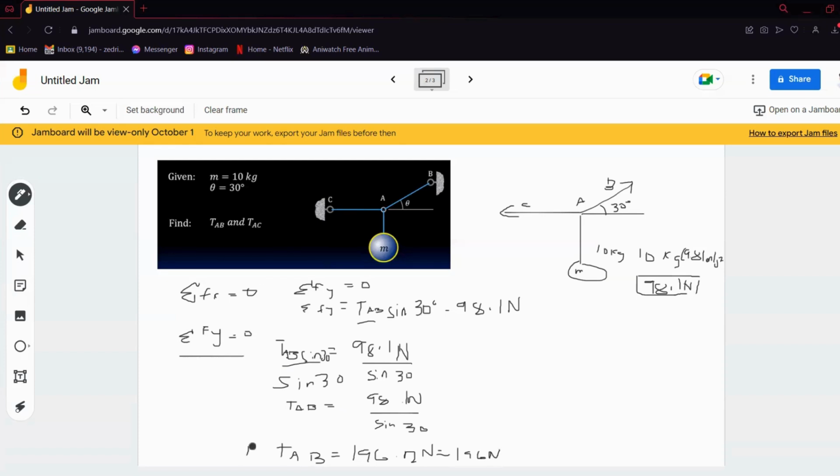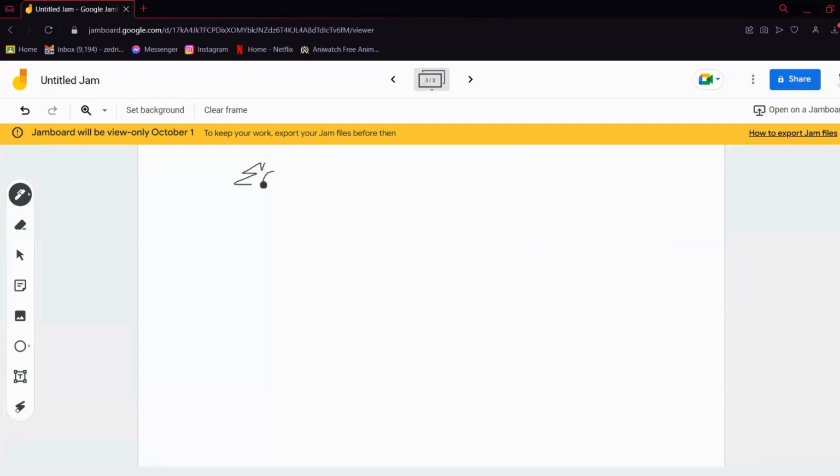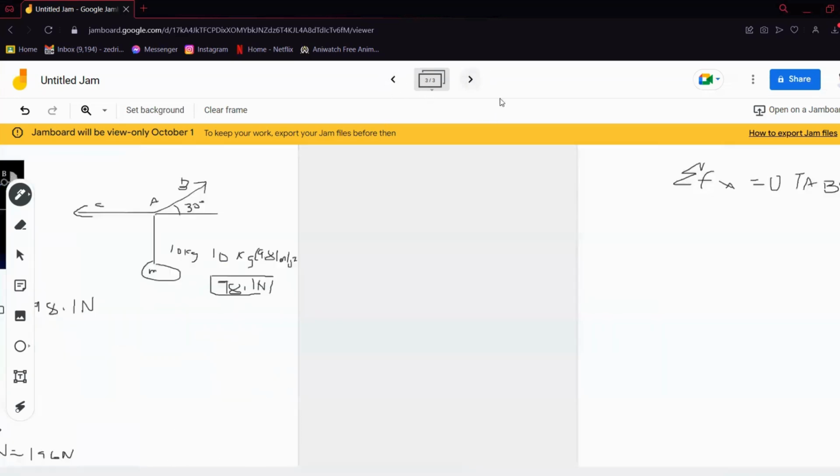We have now our first equation that we can use. So moving on, after we're done with this second formula, we can now use the first formula, the summation of Fx. Summation of Fx equals 0. So now we can input TAB cosine 30 minus TAC.